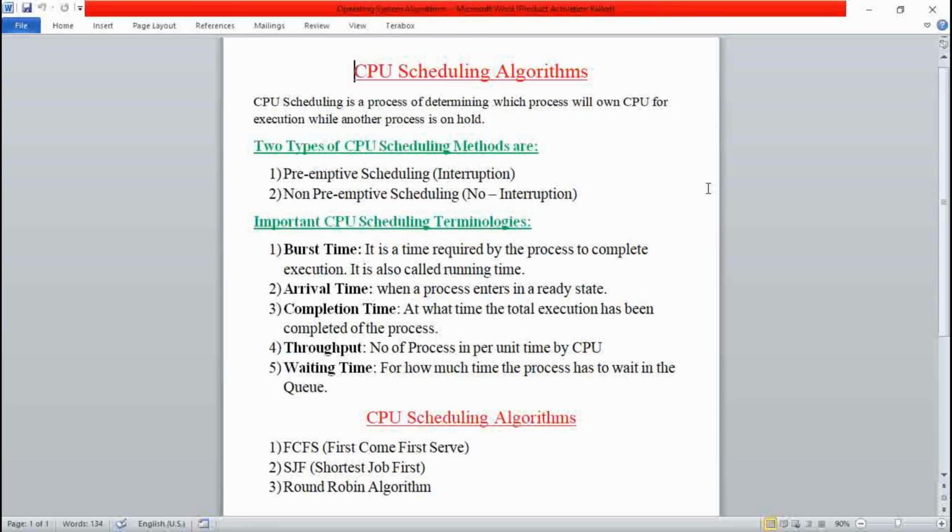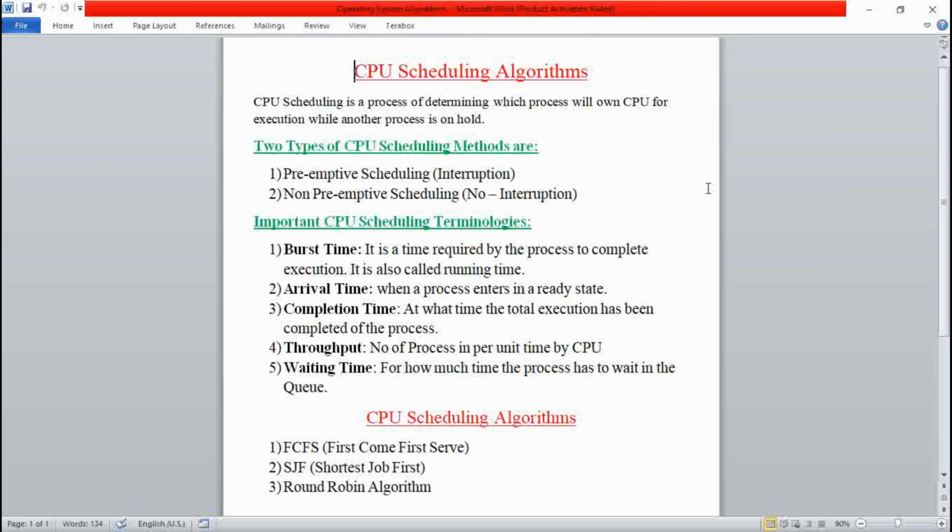There are basically two types of CPU scheduling methods. First one is preemptive scheduling, second one is non-preemptive scheduling, which is also called no interruption. Preemptive scheduling is called interruption, meaning there is an interruption, a breakage, while the process is being executed. Non-preemptive scheduling means there is no interruption while the process is being executed.